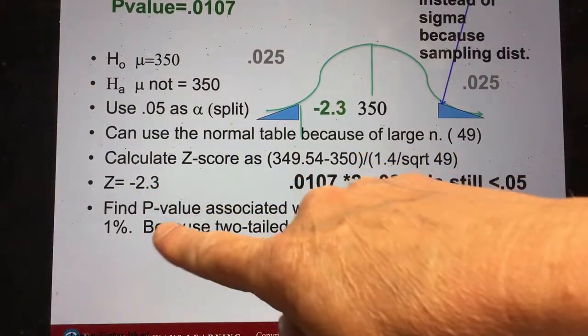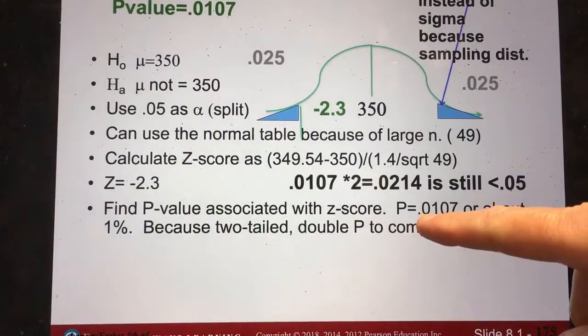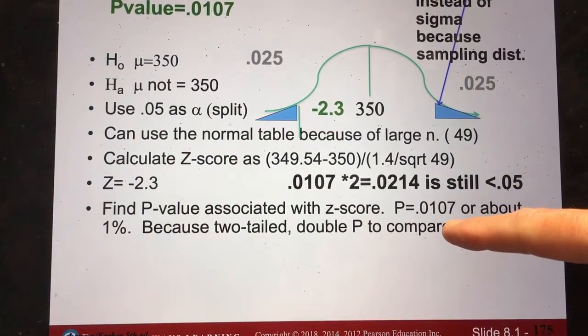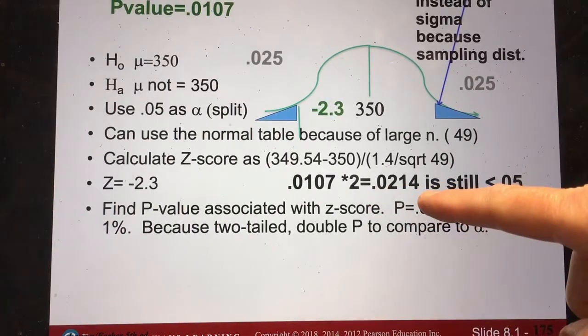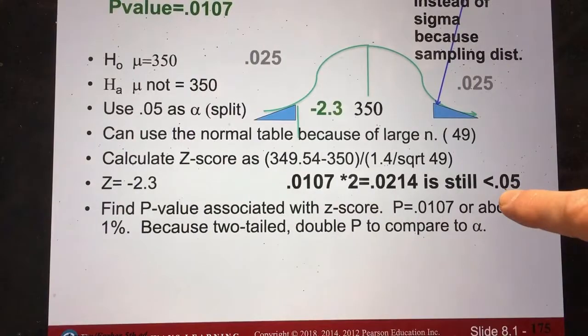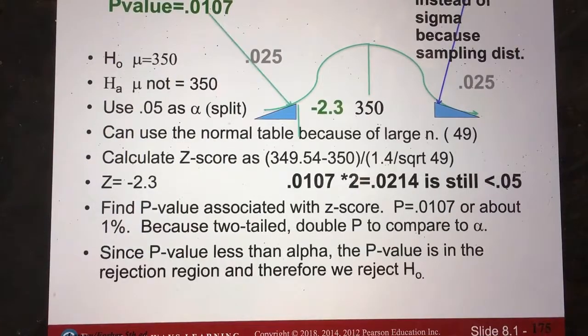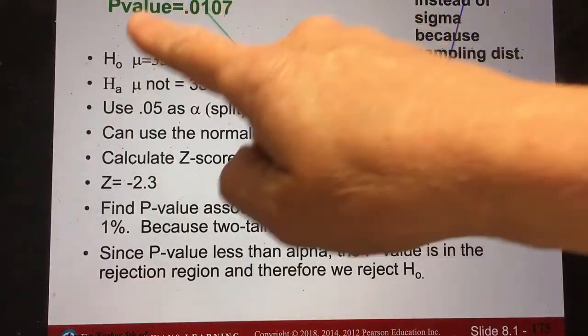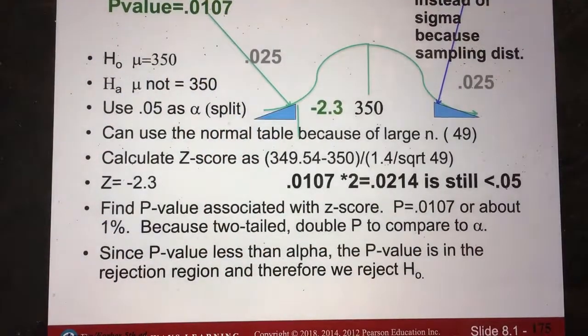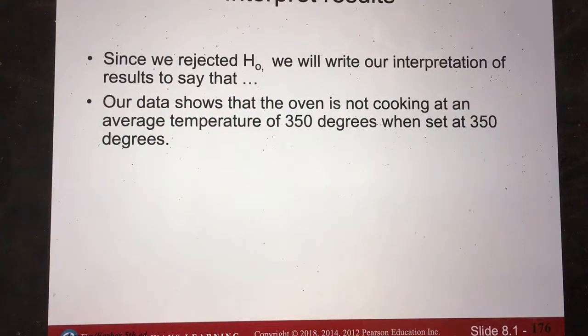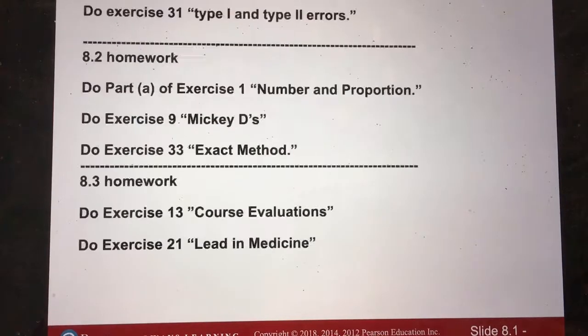And when we get that, we get a p-value of 0.0107, which we will then double because it's in two tails, but it is still less than 0.05, which means we are in the rejection region, which means we reject H sub 0. And since we reject H sub 0, we reject that our oven is on target. Since we rejected H sub 0, we will write our interpretation of the results to say our data shows that the oven is not cooking at an average temperature of 350 degrees when set at 350 degrees. So your oven is bad.